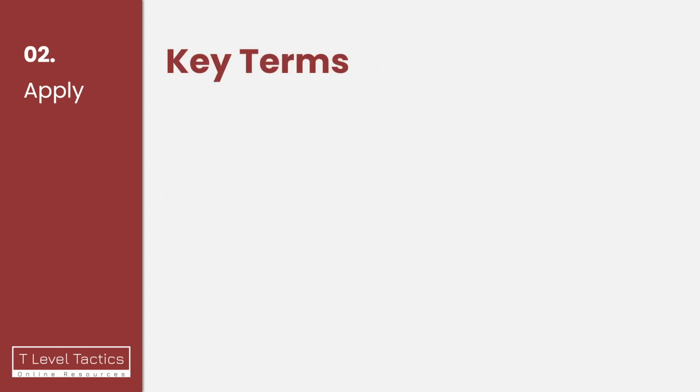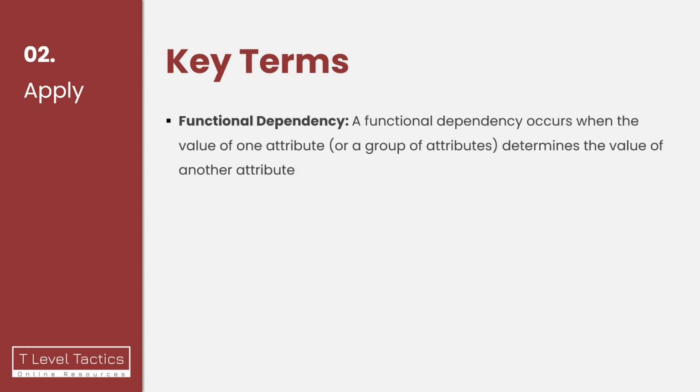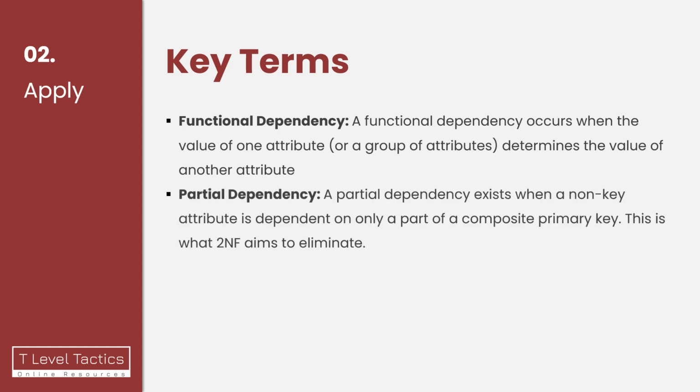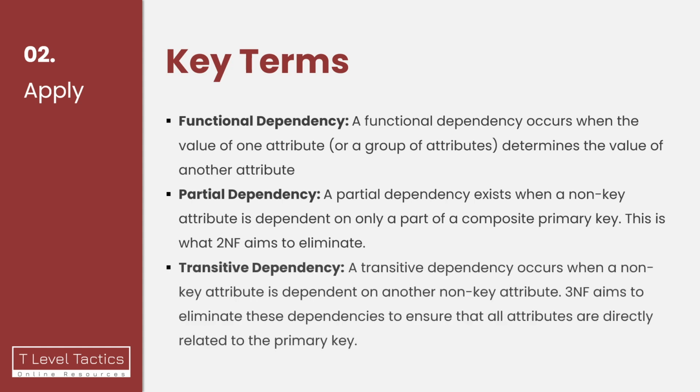Let's have a quick reminder of some key terms that we've used in normalization. Functional dependency, which occurs when the value of one attribute or group of attributes determines the value of another. A partial dependency, which exists when a non-key attribute is dependent on only a part of a composite primary key. This is what second normal form aims to eliminate. And transitive dependency, which occurs when a non-key attribute is dependent on another non-key attribute. Third normal form aims to eliminate these dependencies to ensure that all attributes are directly related to the primary key.